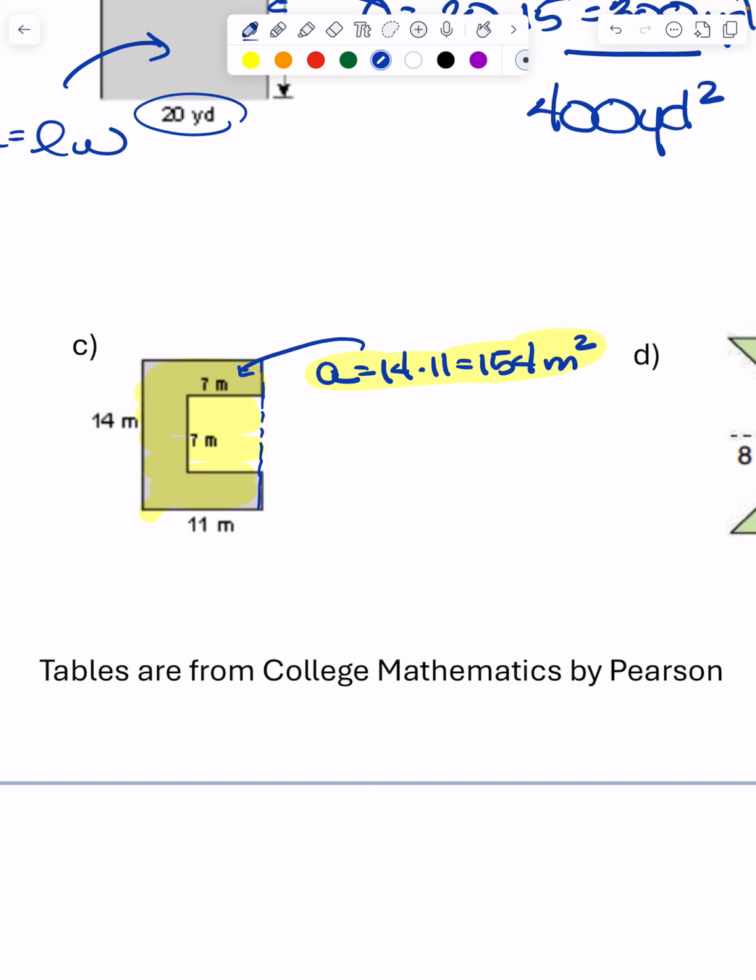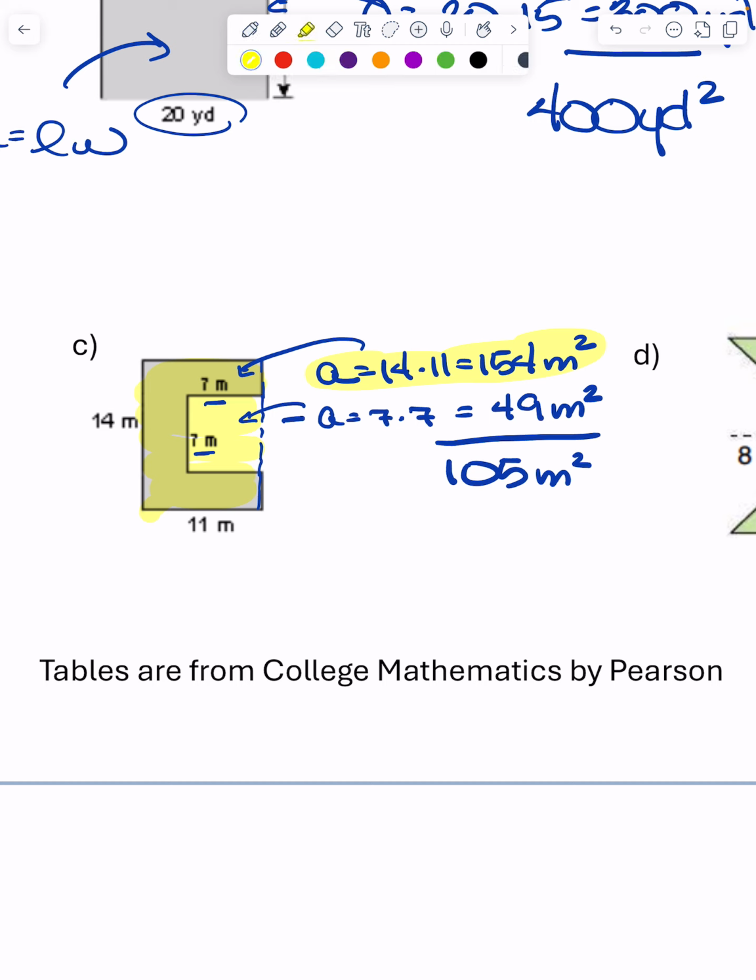Let's figure out what I'm taking out here. This side is labeled as 7, and this side is labeled as 7. So I'm going to subtract this inside area, 7 times 7, which is 49 square meters. That leaves me with a shaded area of 105 square meters.